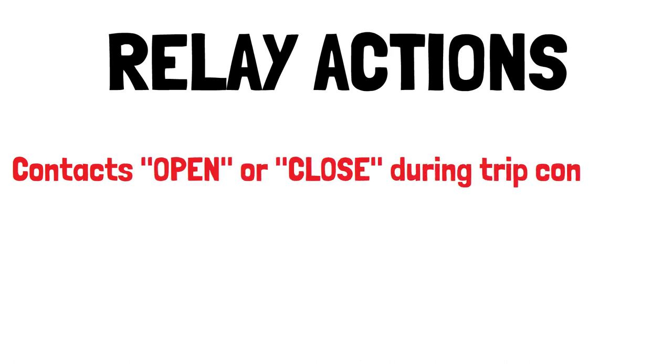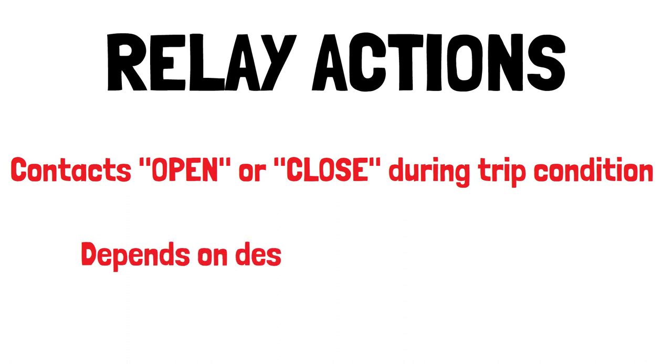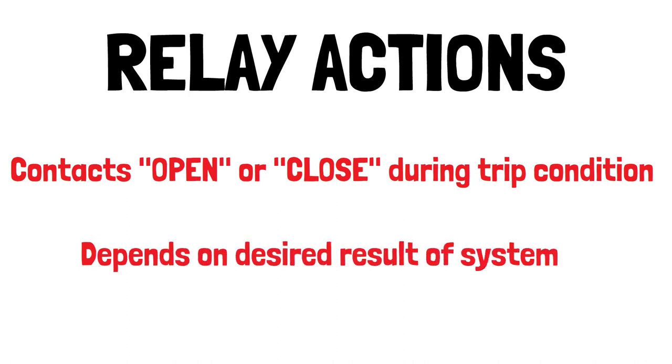Relay action. Relay action settings will determine how the contacts behave to a rising or falling signal. In our example, we would want our contact to close when the signal increases past the set point, but there are situations where you'd want the contact to open instead of close. This setting will allow you to achieve the desired results.